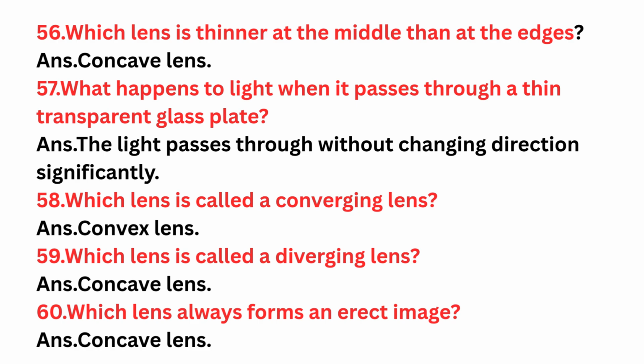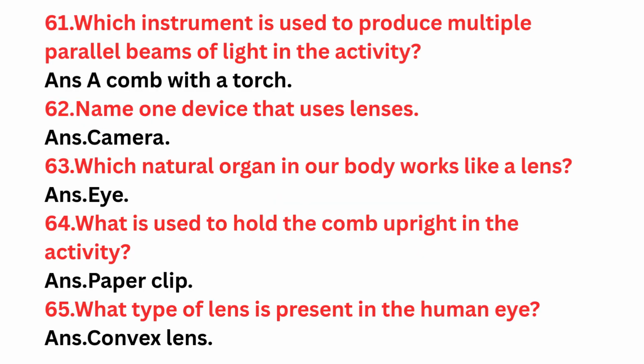Question number 58. Which lens is called a converging lens? Answer. Convex lens. Question number 59. Which lens is called a diverging lens? Answer. Concave lens. Question number 60. Which lens always forms an erect image? Answer. Concave lens. Question number 61. Which instrument is used to produce multiple parallel beams of light in the activity? Answer. A comb with a torch.